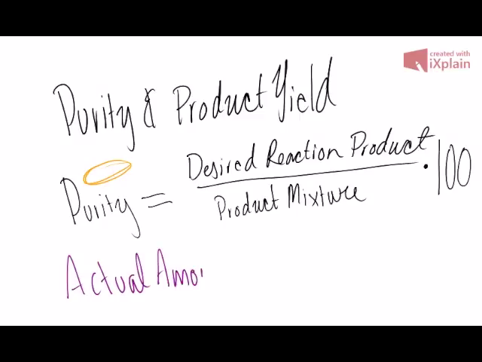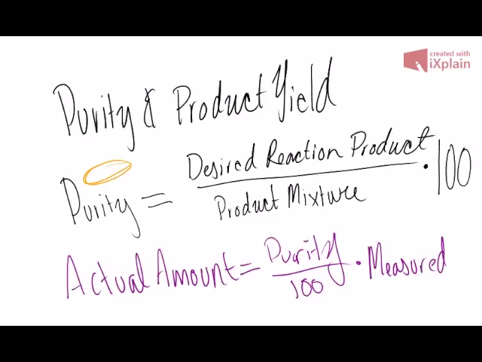Then when purity is calculated, it can be combined with the amount of product to get the actual amount of product. Actual amount equals purity divided by 100 times measured amount. To find the desired reaction product in the product mixture, a gas chromatograph is needed. The desired reaction product is the area of the peak caused by the product, and the product mixture is the sum of the area underneath all of the peaks.